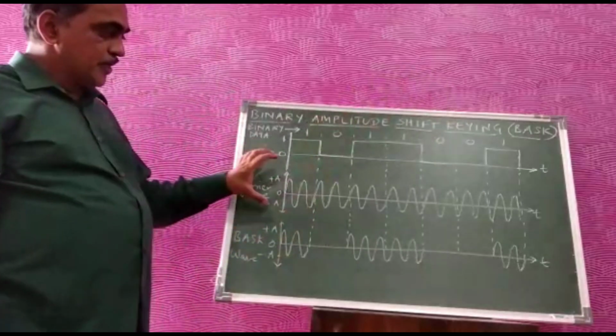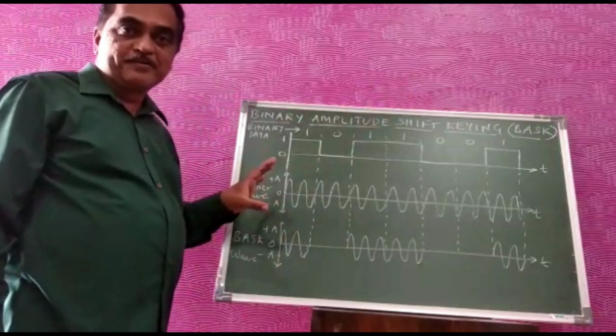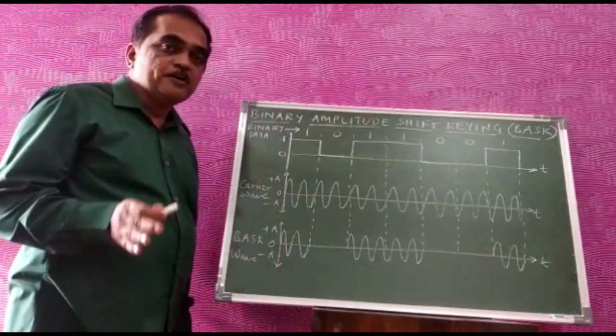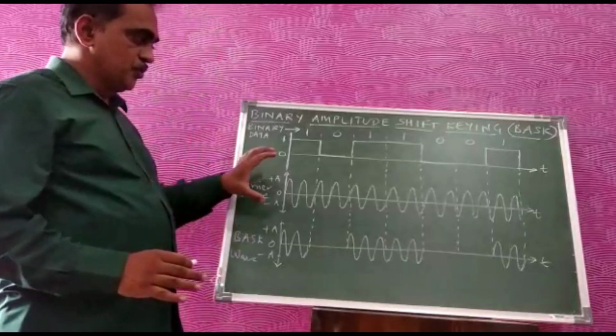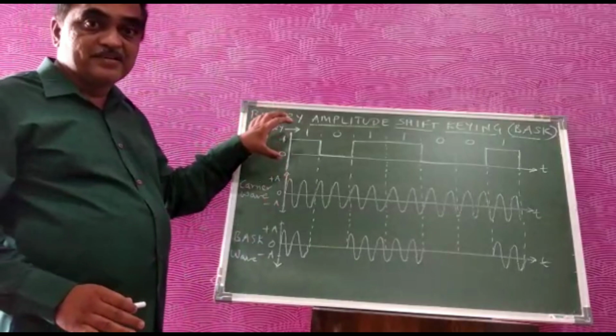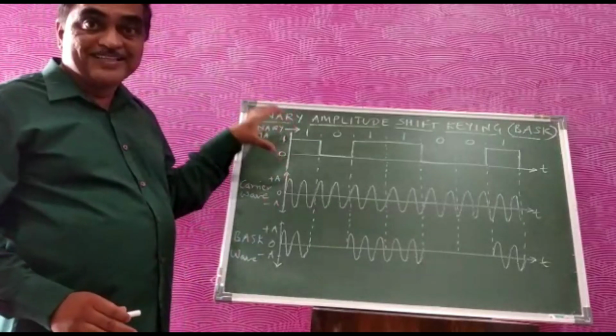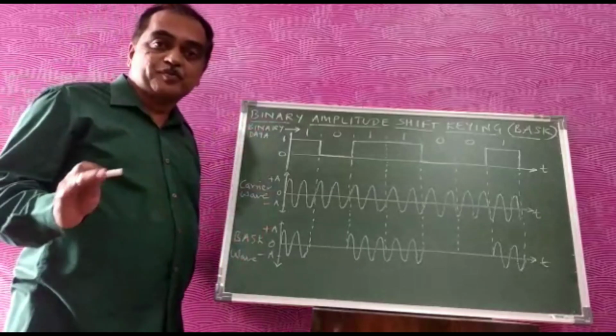Now here there is an unmodulated carrier. That means its amplitude, frequency and phase are constant. Nothing is changed. So this is a carrier which is going to take this signal, this information, this data from one point to another in a long distance communication.